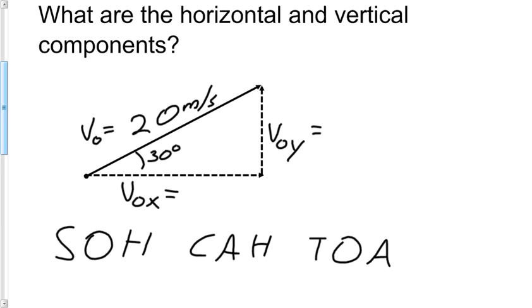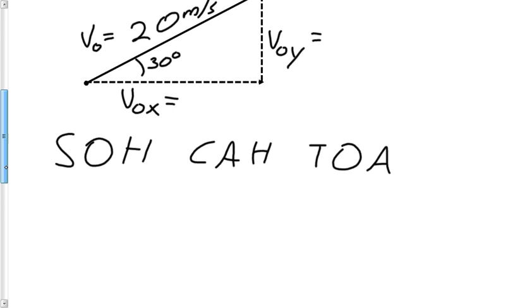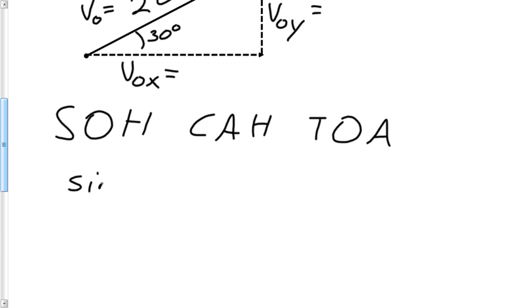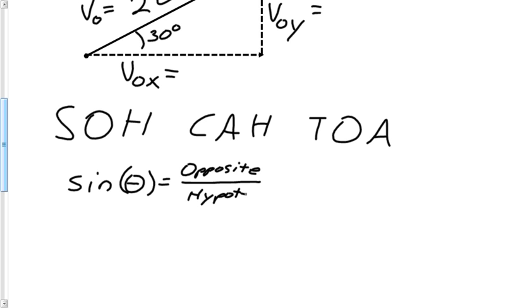SOHCAHTOA. This means that the sine of an angle theta, theta just means an angle, whatever the angle is, and in this case it's 30 degrees. So the sine of the angle theta is equal to the, and I'll just write it out, opposite over the hypotenuse.